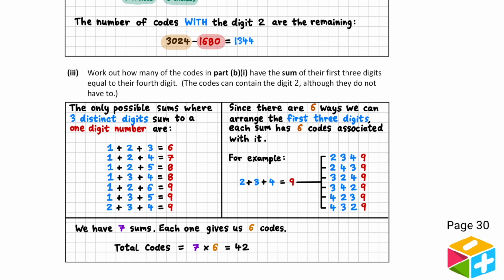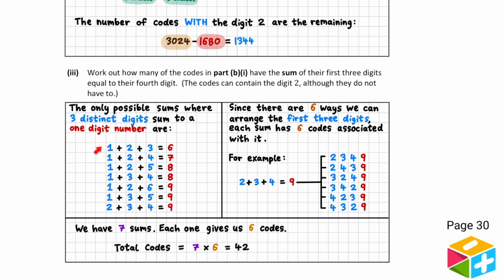And there's not too many ways this can happen. We're also working with the restriction that we're not allowed to repeat digits, and that just restricts the possibilities further. In fact, there's only 7 valid ways you can add together 3 distinct digits and end up with a 1-digit answer. I've listed these here.